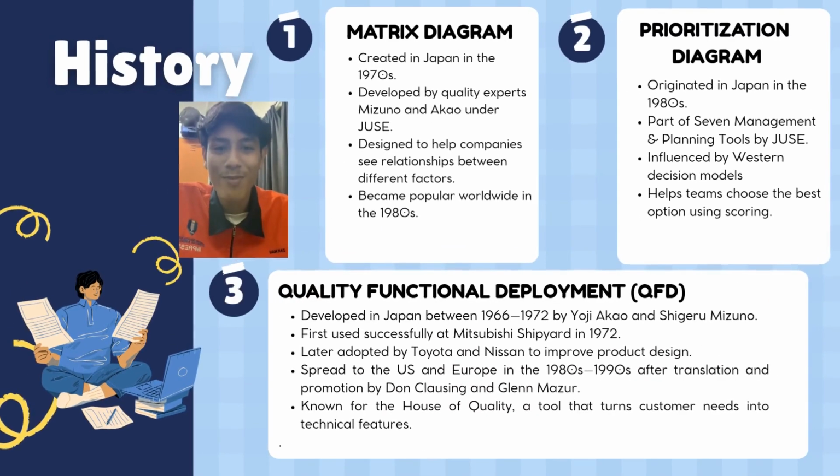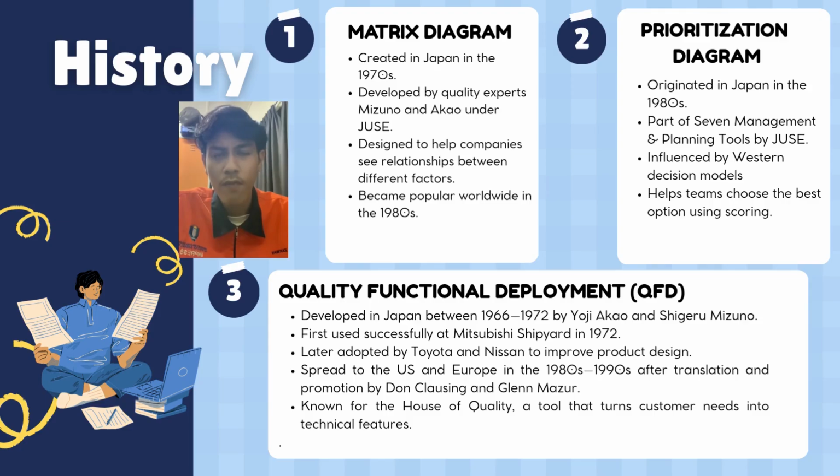My name is Iqbal bin Gati. I want to present about the history of matrix diagram, prioritization diagrams, and quality function deployment. First, let's look at the matrix diagram. Matrix diagram was created in Japan in the 1970s by Mizuno and Akao.